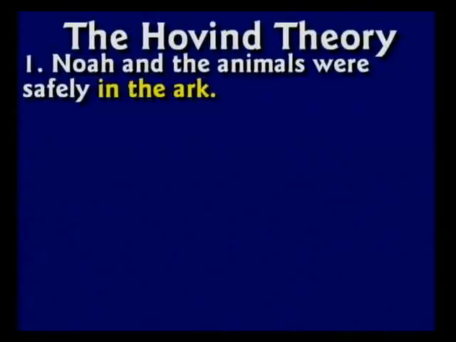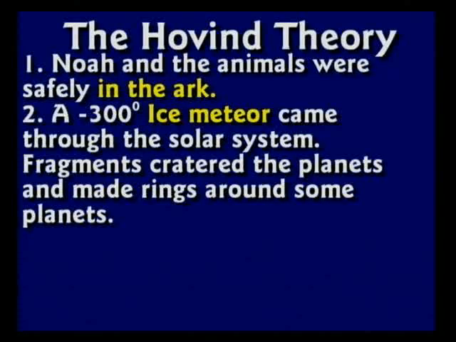Number 1, I think Noah and the animals got safely into the ark. God shut the door. Number 2, a 300-degree below zero ice meteor in space, full of ice comets, came flying through the solar system and began to break apart. As it broke apart, some of the fragments got caught and became the rings around other planets. Saturn, Uranus, and Neptune have rings around them, ice rings. We'll get into that in a minute. Some of the fragments hit the planets and caused craters like the moon, and some of the fragments hit the Earth and landed on the North and South Pole, freezing the mammoths.